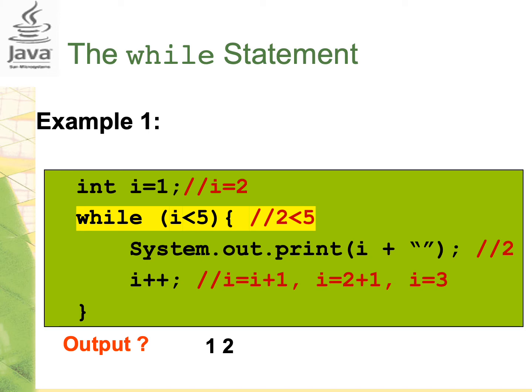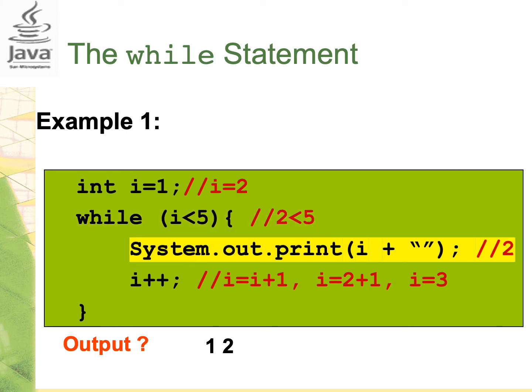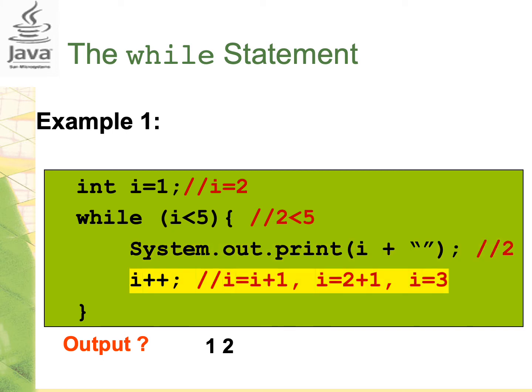i now has the value of 2, so we check again the condition in the while loop. It checks, is 2 less than 5? Because the condition is true, it executes the while loop and does System.out.print and prints out the value of i. i will now display the value 2. On the next line, we have i++, so i is increased by 1, so it becomes 3.